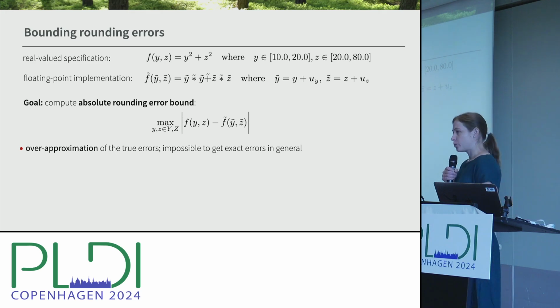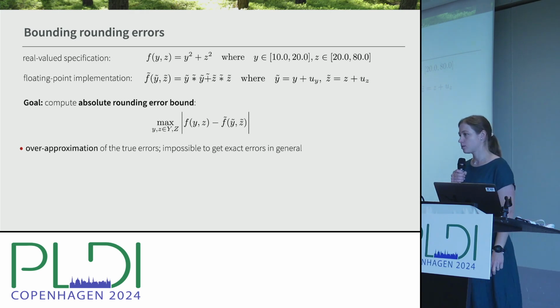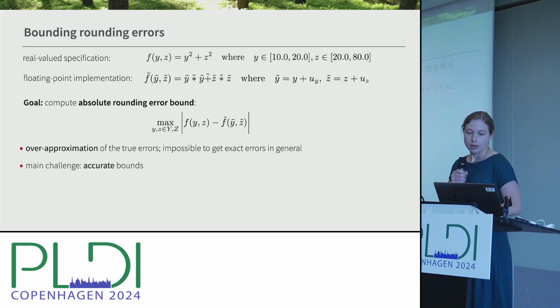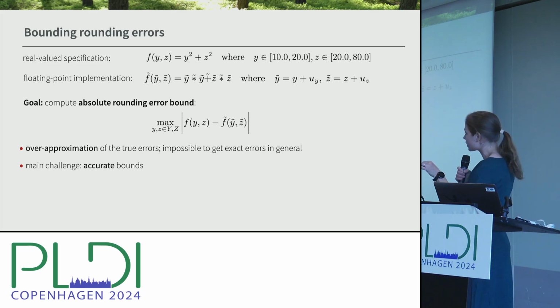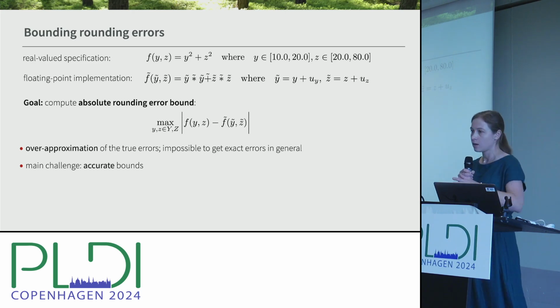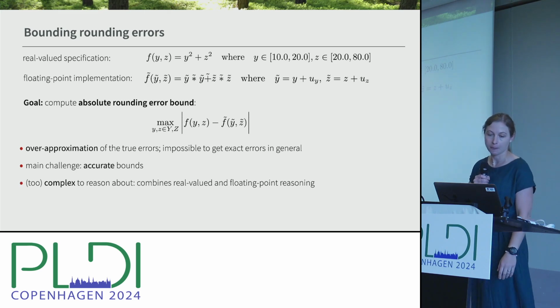Now, we have to compute an over-approximation. Especially for double precision, it's impossible to get the exact errors, so we can't just enumerate all of them. And the main challenge now is to compute accurate bounds. I can always give you a guaranteed error bound of infinity. It's going to be sound and correct, but completely useless. So basically the challenge is how close can we get to the true errors while still being a guaranteed over-approximation.